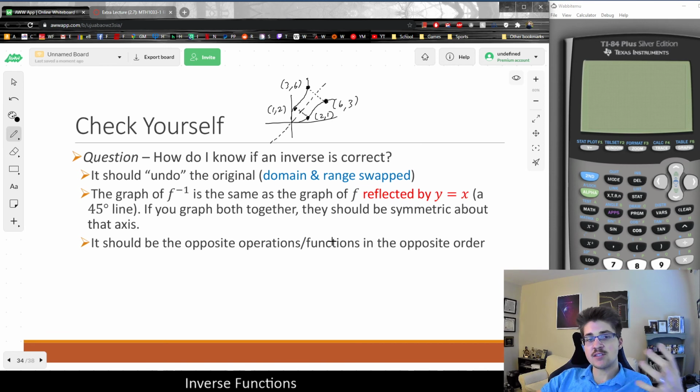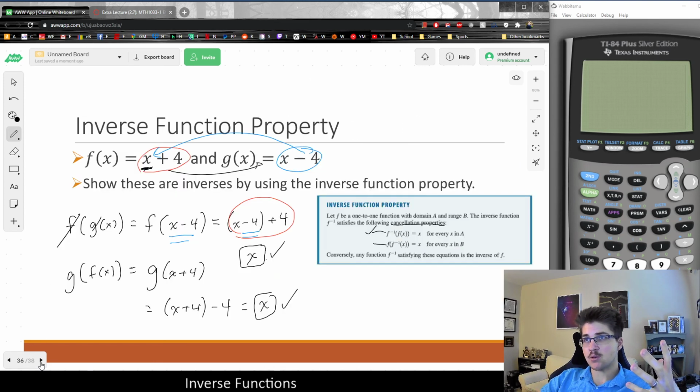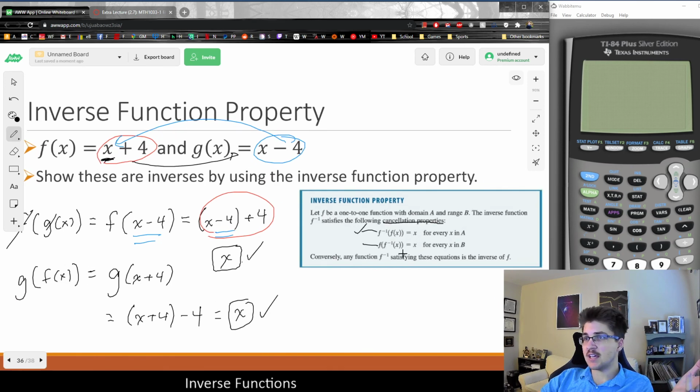And then there's various ways to sort of use inverses or check to make sure the inverses are correct. Like we could see, is the domain and range swapped? Is it a proper graphical reflection? Which is, again, just a result of the same thing. It should change the order of everything and create the opposite operation in the opposite order. And lastly, we could check via inverse property.